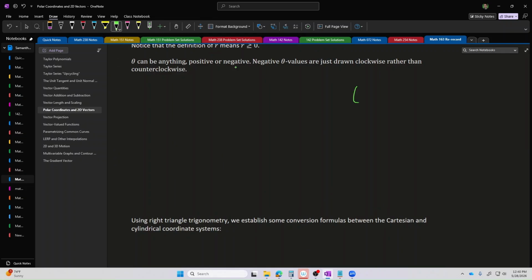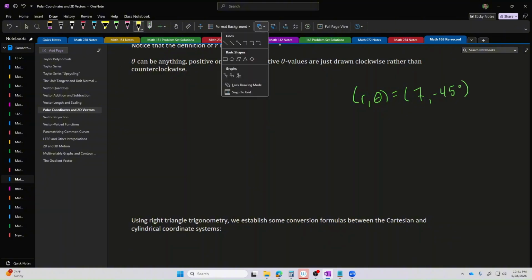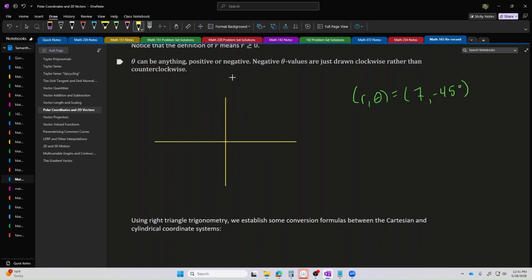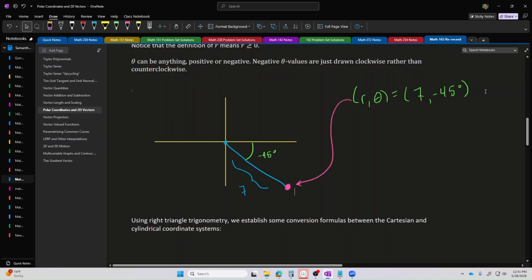So if someone gave us, for example, r equals 7, theta equals -45 degrees, then on the xy plane, that location would look something like this. 45 degrees drawn clockwise from the positive x direction. Draw out a line segment 7 units long. This point down here in the fourth quadrant, reached by following those directions, is the location being described by these polar coordinates.